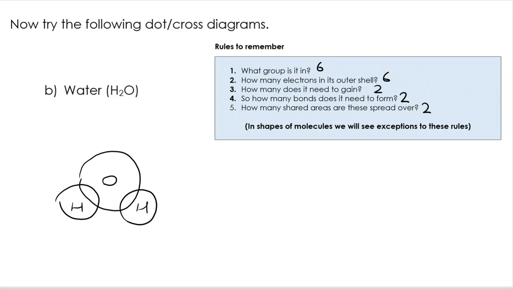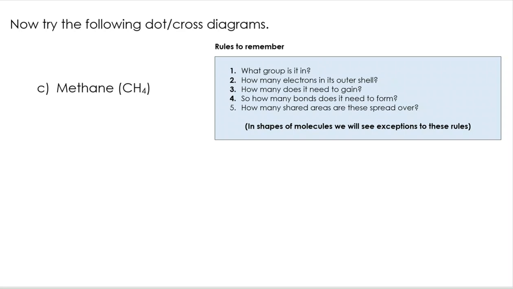And when I draw the structure out, you can see there are 2 shared areas. 1 between this O and H and 1 between this O and H. So if I've got 2 shared areas and 2 bonds, I'm going to put 1 in each shared area. I then have 4 remaining to go on the oxygen, and I can see this hydrogen has 2 electrons, this hydrogen has 2 electrons, and the oxygen has 2, 4, 6, 8 electrons around it. Next example, methane.